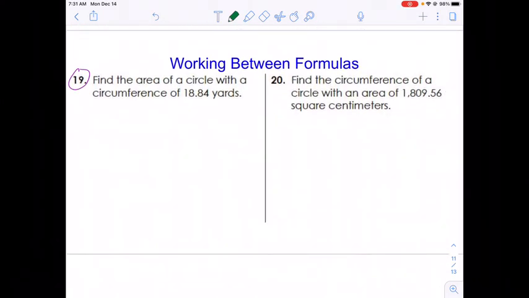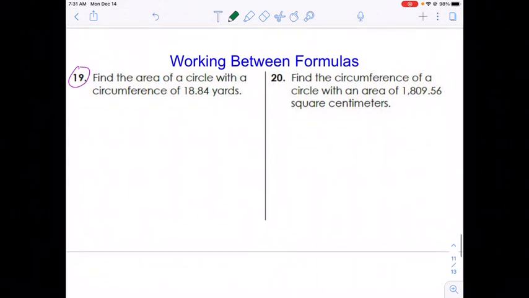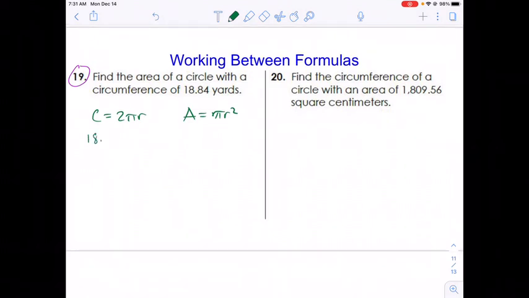All right, let's look at number 19. Find the area of a circle with a circumference of 18.84 yards. So we're looking for the area given circumference. We're going to use 2 pi r again, and we're going to be using pi r squared. So once again, we're looking for the radius, so we're going to get 18.84 equal to 2 times pi times the radius. So now we're going to be dividing by 2 pi.